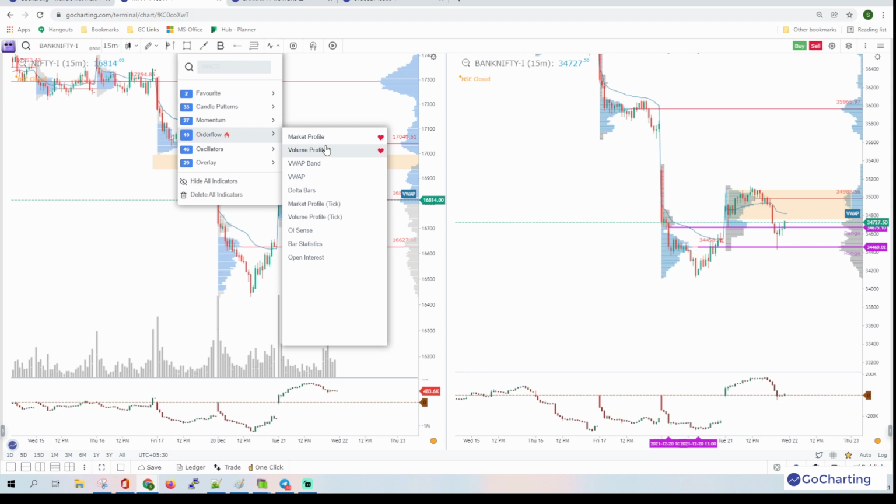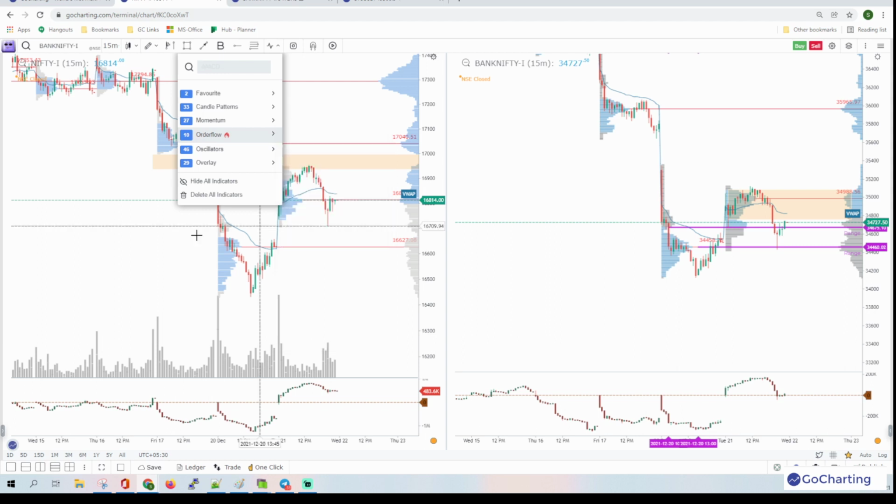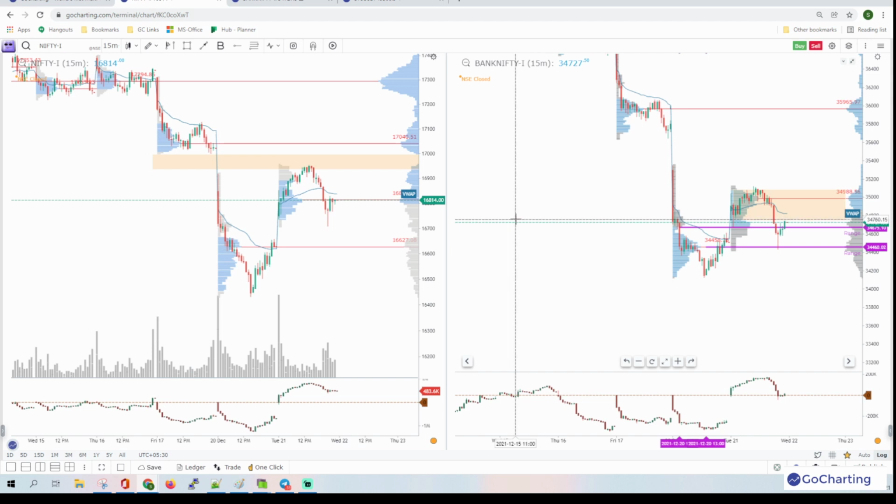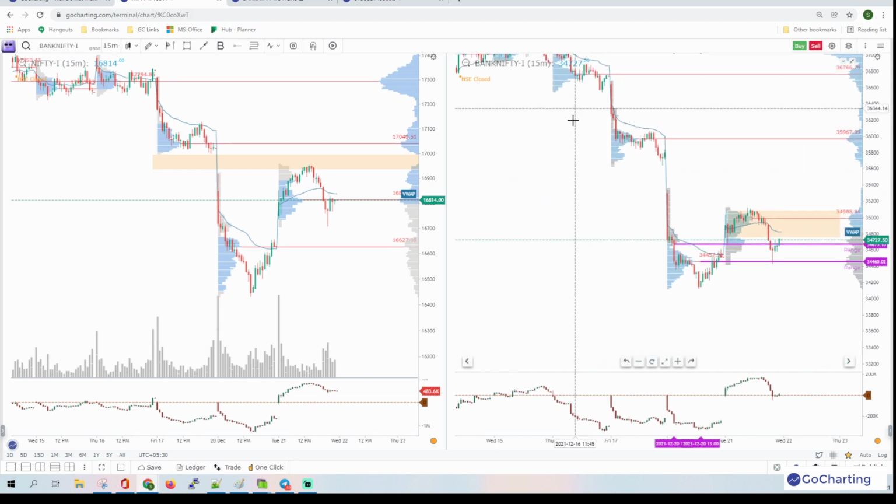If you're using market profile, you'll get the TPO. If you're using volume profile, you get the volume profile charts. Please use these indicators. It's extremely good. It completely adds a new dimension on top of your price to understand which places the prices are important.